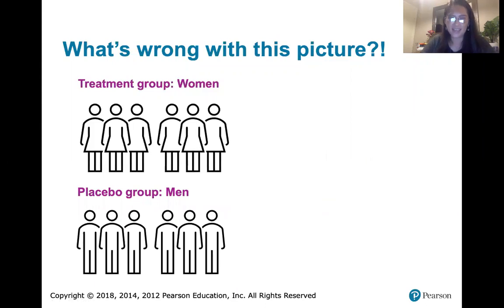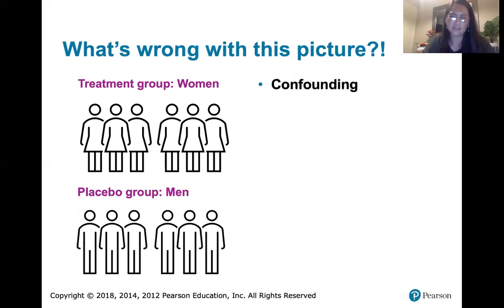I hope you said, well, we would not be able to tell whether the aspirin caused the result or the fact that they were women caused the result. When we align this treatment group with this group of women, now we are no longer able to tell why the results are what they are. So let's say that everyone in the treatment group got better. Well, maybe everyone in the treatment group got better because they used aspirin, or maybe everyone in the treatment group got better because they were women. And it's really impossible to tell.